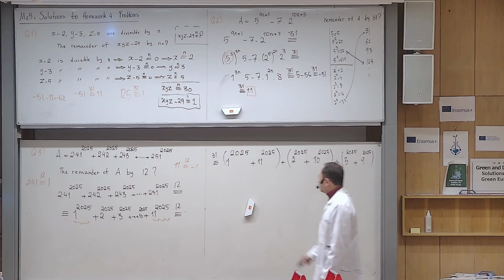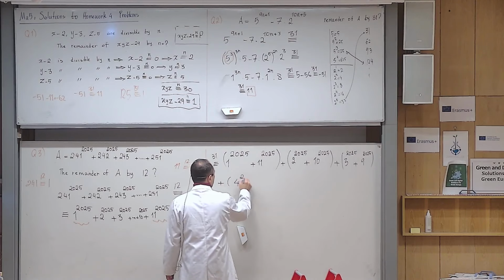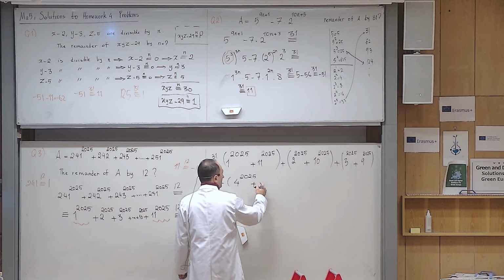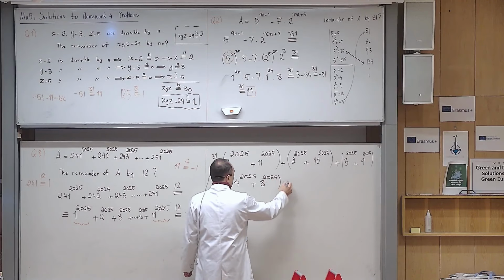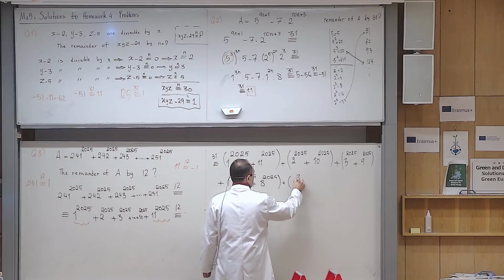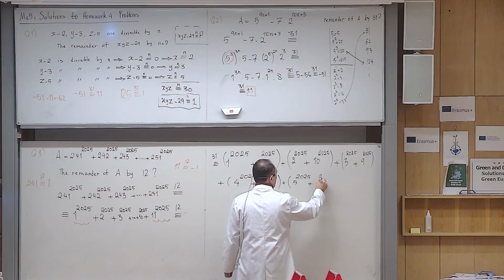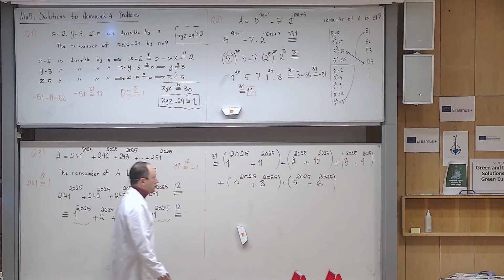Okay, so if you don't mind, let me write everything so that you are not confused. So it is 4 to the power of this plus the next one is what? 8 to the power of 2025. And the next one is 5 to the power of 2025 plus 6 to the power of 2025. Yes? So which one is left alone?